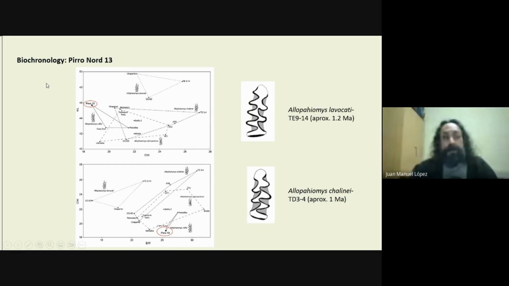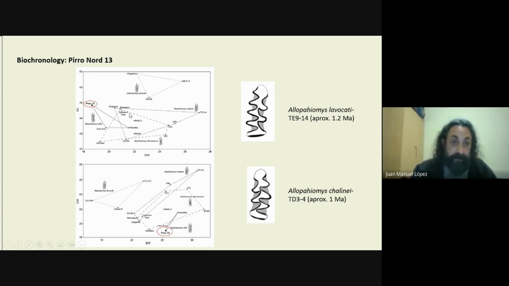After, we compared these specimens of Allophaiomys ruffoi with other specimens from Sierra de Atapuerca, the lower layers from Sima del Elefante, Allophaiomys lavocati, and the lower layers of Gran Dolina with Allophaiomys chalinae, another species of vole. All these ones are extinct voles. And we compared these things.